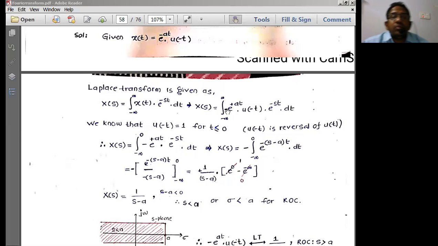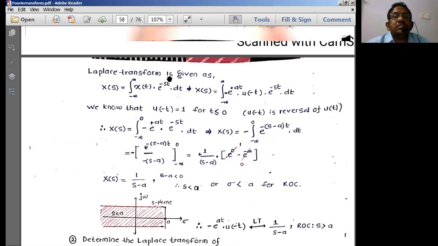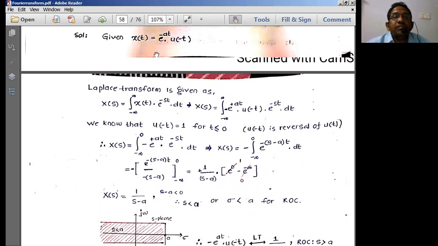So please modify this problem a little bit, as consider this e power minus at as e power plus at. Please just correct this problem here. There is a small problem in this particular equation. So let us take x of t as given equal to this one, that is minus of e power plus at into u of minus t. So please add a minus here and put a plus here.